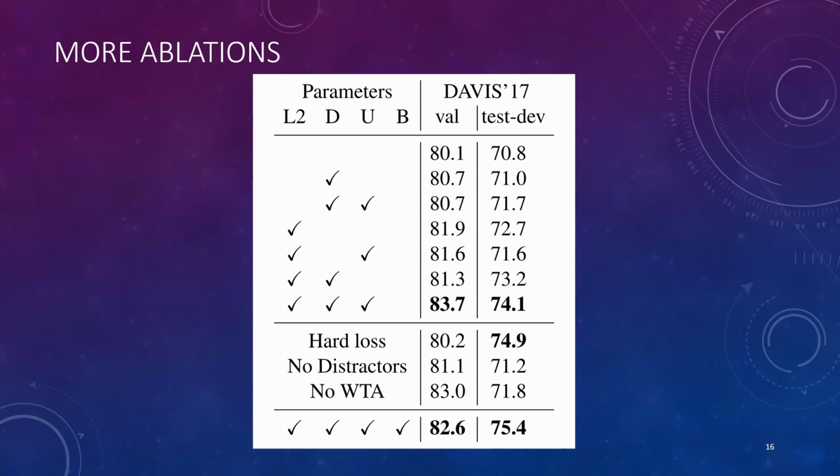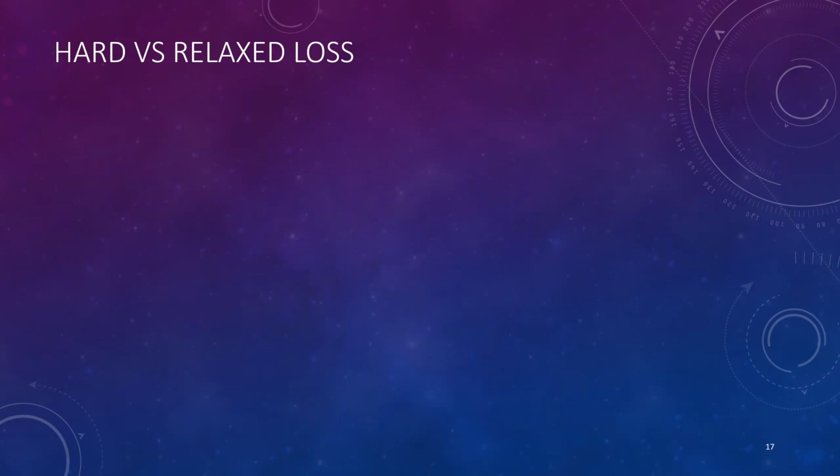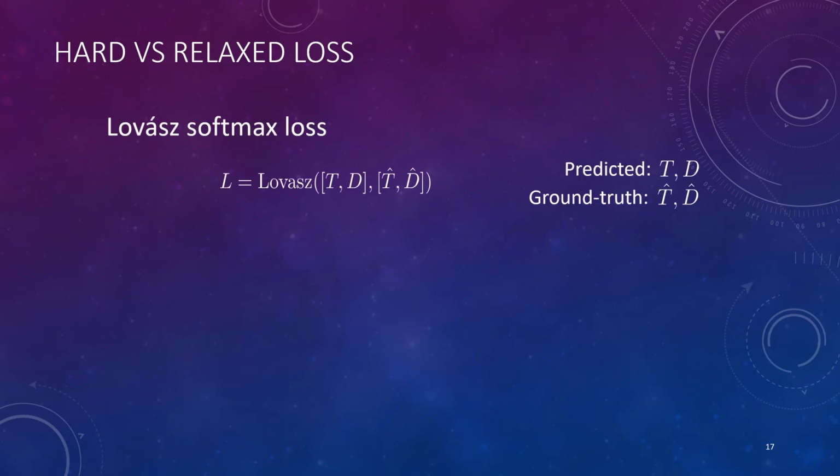In the no WTA variant, we skip the winner-take-all function and instead feed back the distractors generated by the decoder into the target model. As you can see, test dev drops back quite a bit, which shows that the function is actually useful too. Now, I think the most interesting of the three is the hard loss experiment, which will need some more explanation. While training, we use the Lovász softmax loss. This is a differentiable surrogate for the intersection over union metric.